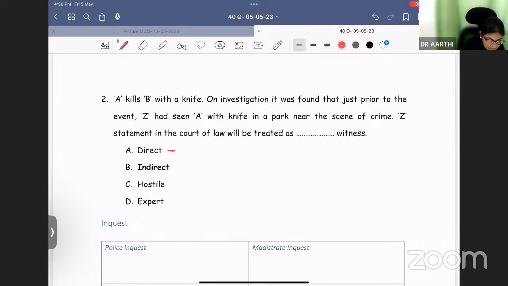So what is direct evidence? Direct evidence is what is directly seen. If A kills B and Z sees that, that is direct evidence. And indirect evidence is what? He has not seen the killing, but he has seen a person with a knife. That's indirect evidence.